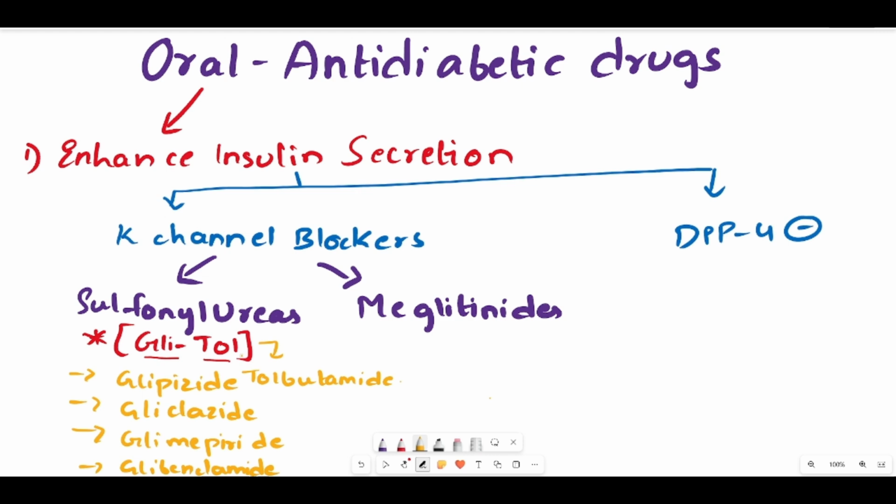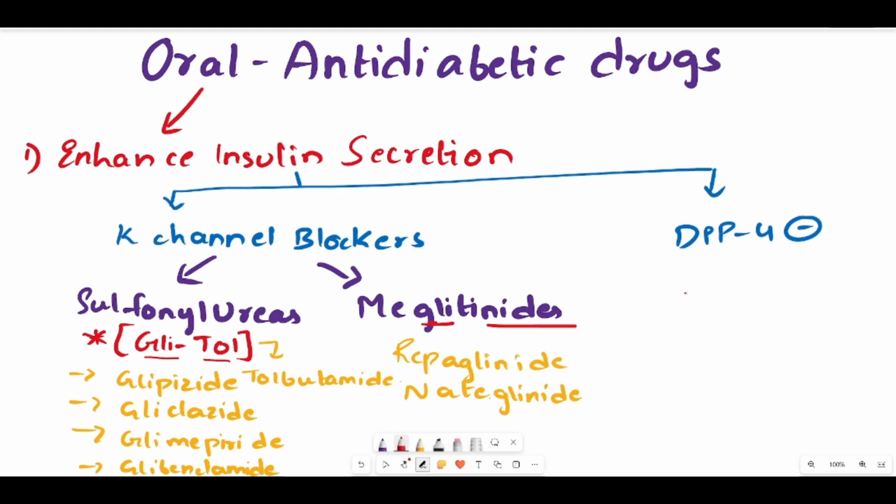So simply remember glitol for the sulfonylureas. Then you can write the drugs glipizide, gliclazide, glimepiride, glibenclamide and tolbutamide. So remember gli and tol. The second class is meglitinides, which are also called phenylalanine analogs. To remember the drugs under this, just remember the term meglitinides: gli and nide, glinide. These drugs end with glinide. The drugs are repaglinide and nataglinide.